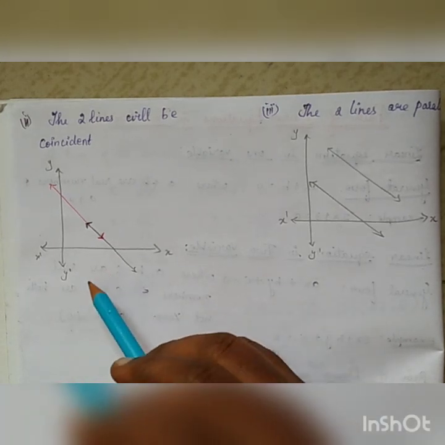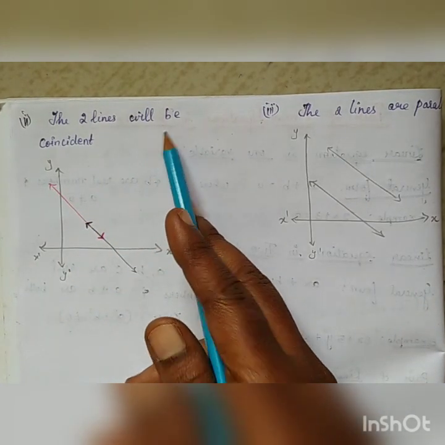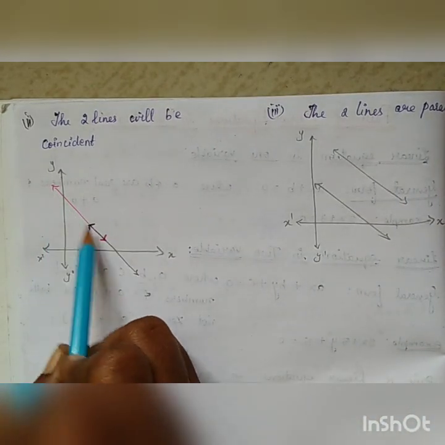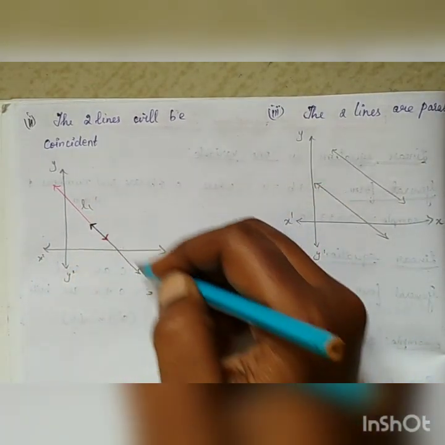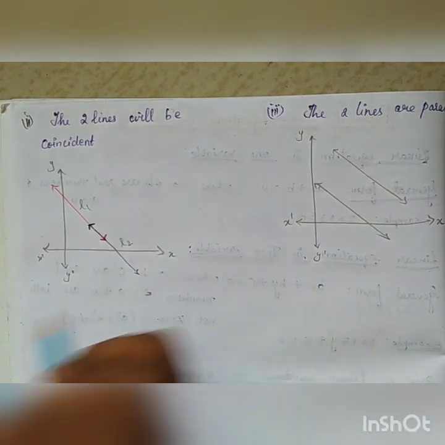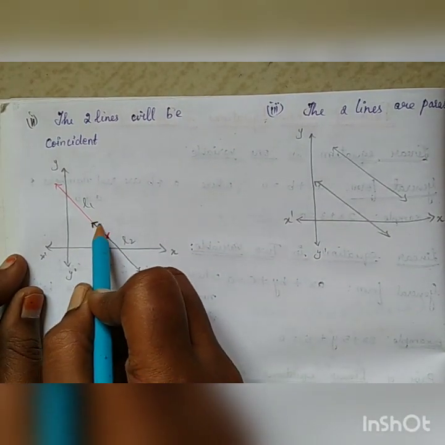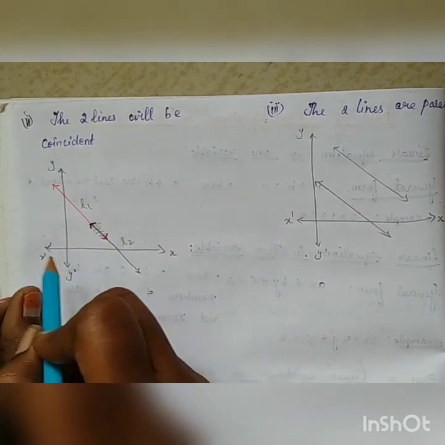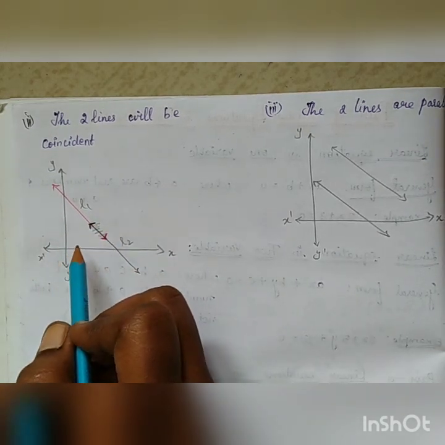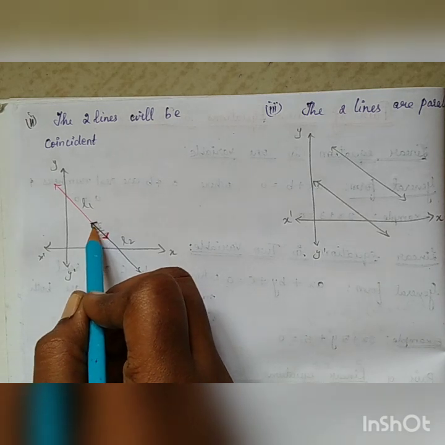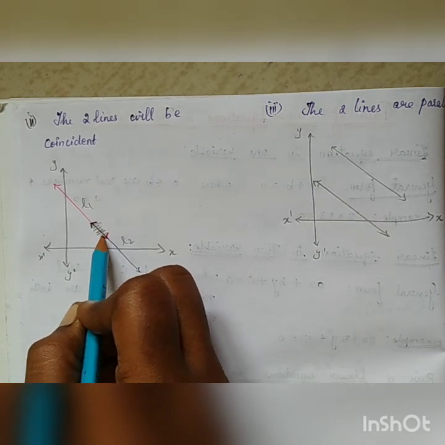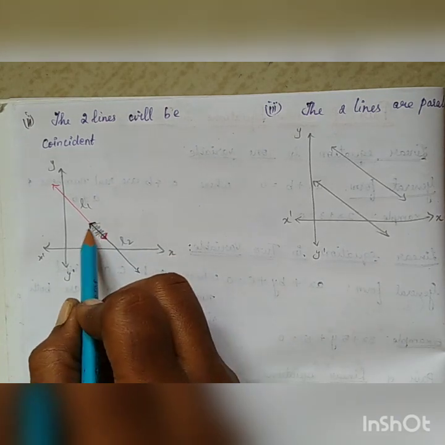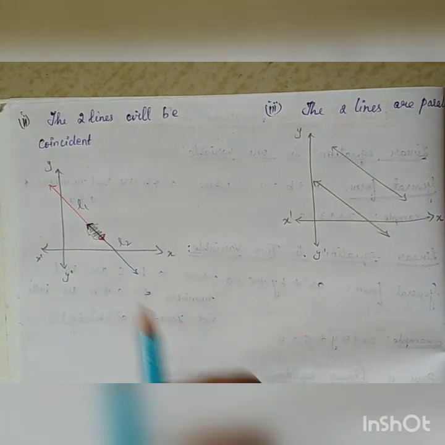Now let us take the next case. These two lines are there. Suppose these two lines are coinciding. See here, the red line is line 1. The black line I have drawn is line 2. These two lines are intersecting at this point. They have the common point here. In the earlier case, I had only one point, but here I have many points. This is the next case. Here I have many solutions.